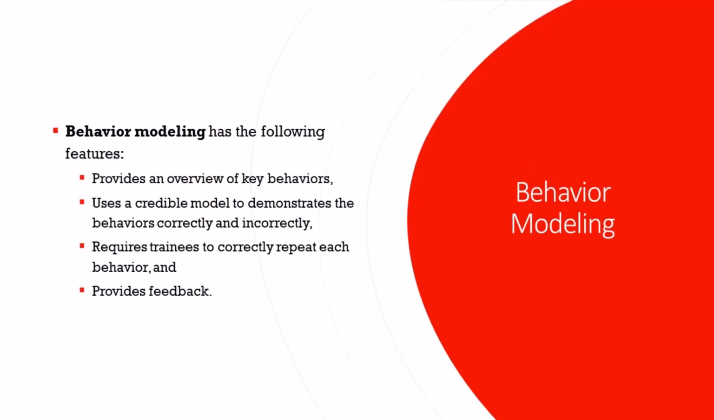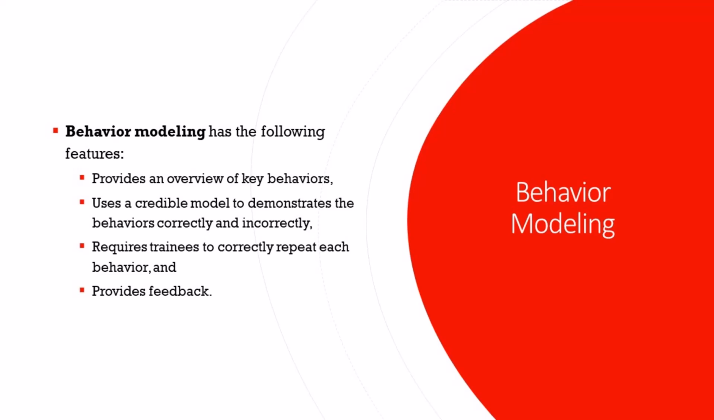Behavior modeling is the final demonstration-based training method that we'll cover in this two-part lecture. It is based on social learning theory, which suggests we learn by observing others and the consequences of their behavior. Using this method, trainers start by providing an overview of the key behaviors that are required to complete a task, and then clearly demonstrating each one. The best behavior modeling programs also demonstrate the incorrect way to perform a behavior.